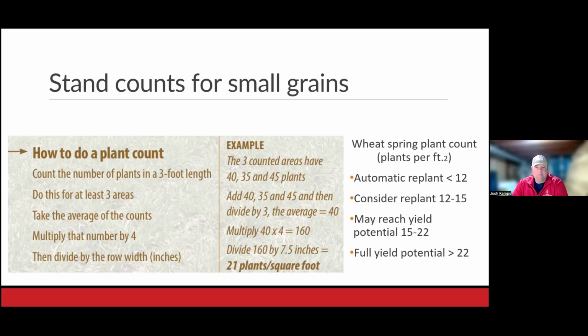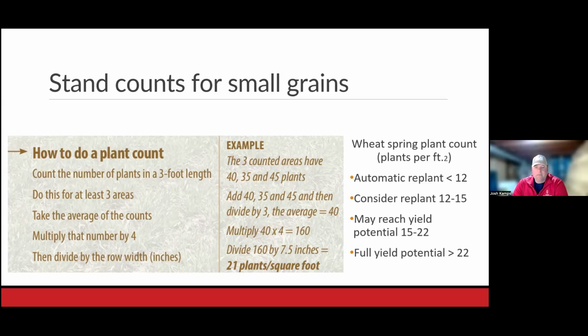Okay, and some information on the right-hand side that you might use or your supervisor might use. This is through, again, Sean Conley's research at UW-Madison, with plants per square foot. What is that goal that we need to reach our yield goal? Less than 12 plants, Sean says automatic replant. 12 to 15 plants, maybe consider replant depending on current economic situation for that small grain crop versus planting another crop. 15 to 22 plants, you've got a chance of meeting your yield goal.